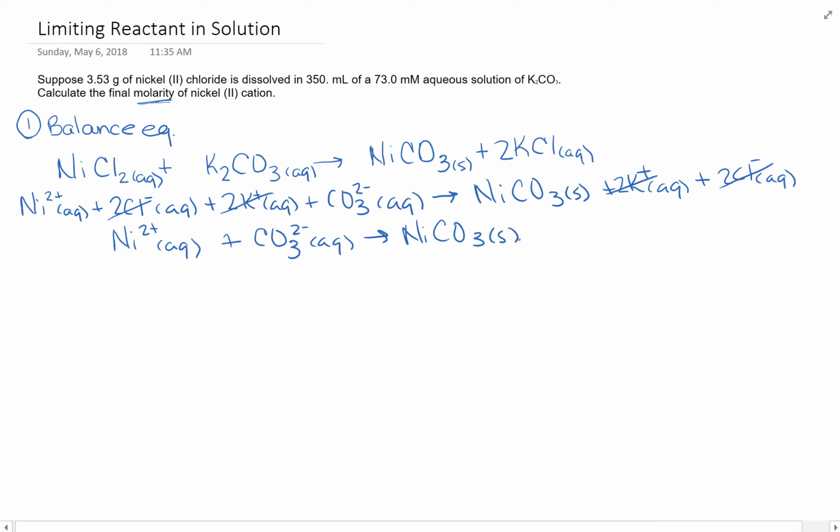Okay, so that's my balanced equation. Well, that's great and all, but now I have a problem, right? Everything it gave me in the initial is for nickel chloride. And then I got these numbers for K2CO3, but I don't have those anymore, right? So what in the world am I going to do with that? Well, I'm going to find what I can to associate with ions that are part of those original compounds.